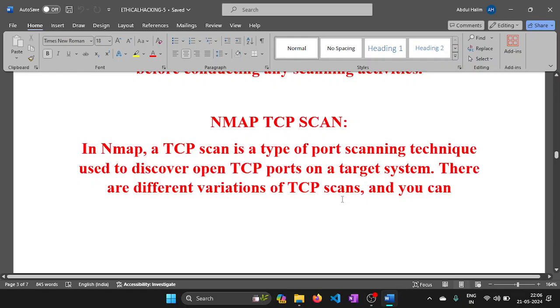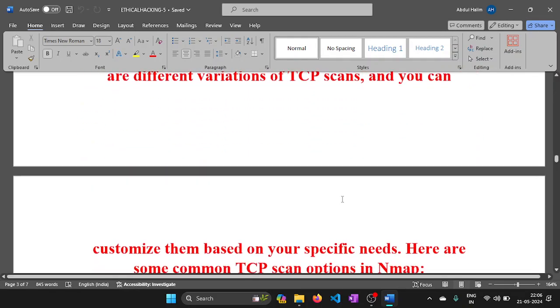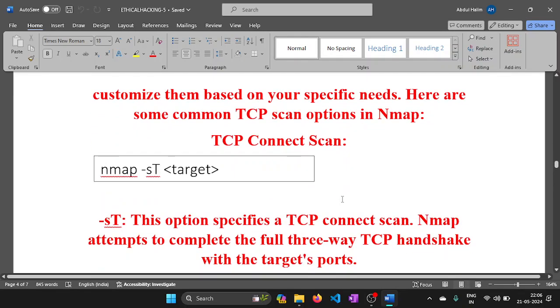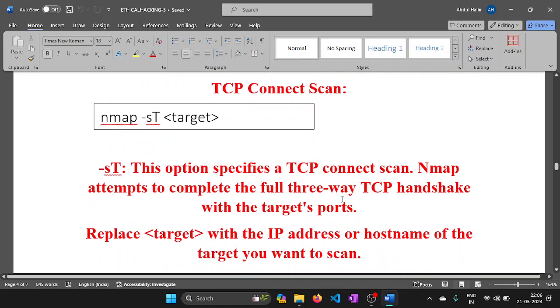Right, Nmap TCP scan. So in Nmap, a TCP scan is a type of port scanning technique used to discover open TCP ports on a target system. There are different variations of TCP scans and you can customize them based on your specific needs. Here are some options. Now TCP connect scan. So you have -sT. It attempts to complete the full three-way TCP handshake with the target ports.